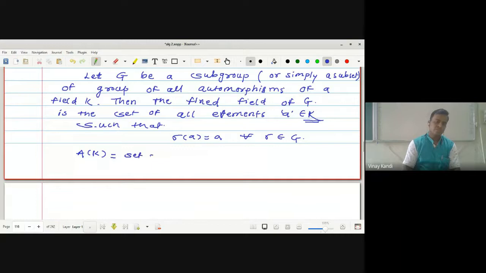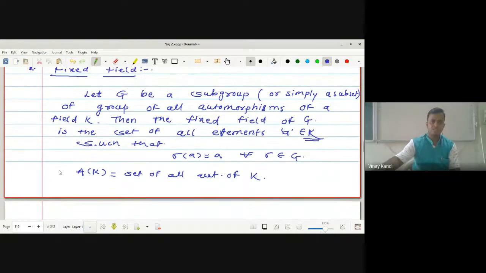Set of all automorphisms of K. What is the fixed field of G? Let G be a group of automorphisms. G be the subfield, sorry, subgroup. What is G? It is a subgroup.